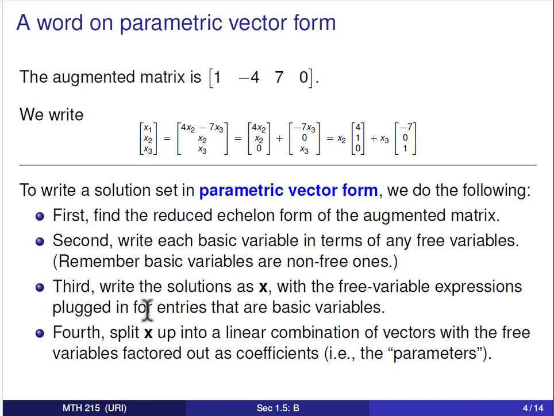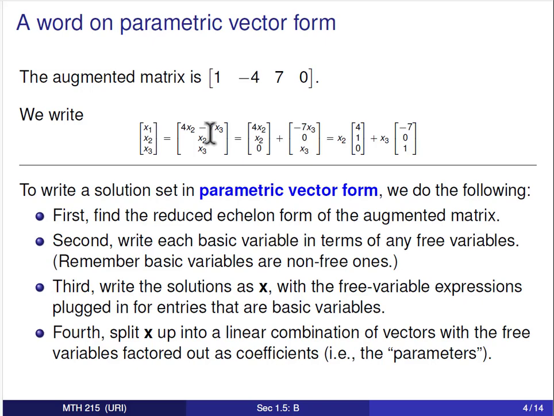We want to split our solution vector up into a linear combination of vectors with the free variables factored out as coefficients. So in other words, we want to split our vector up into a part that has x2 and a part that has x3, because those are our free variables. And once we've separated these two, we can actually factor the x2 and the x3 out in the way that we've shown here. All right, so this is how the fourth step will usually go.